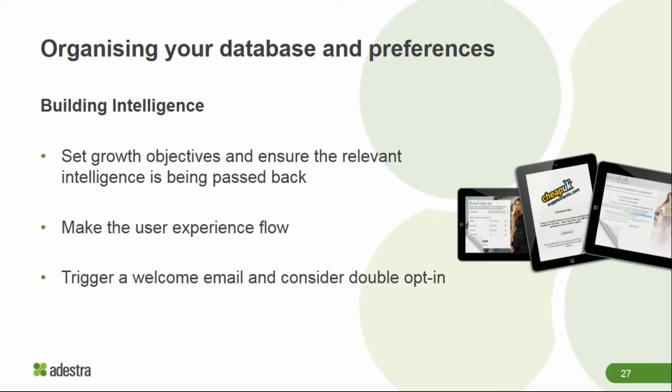And set growth objectives. What are you trying to achieve by doing this? Around the business goals, can you look to build up your open rates by a certain percent and set some goals around the metrics, for example? Make sure the user experience flows well. Don't change what people are expecting too much already or ask too much of them in one go. Build it up progressively. And then it's always a good idea to send them an email to qualify and maybe even consider a double opt-in from that point.